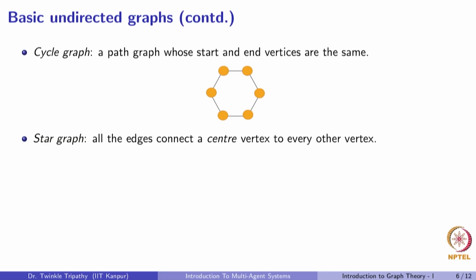Yet another kind of an undirected graph is a star graph. In a star graph, we actually have a center vertex. What is the role of a center vertex? Now, any edge in the network actually connects the center vertex to every other vertex in the network as shown here. Now, such networks are also very commonly used.